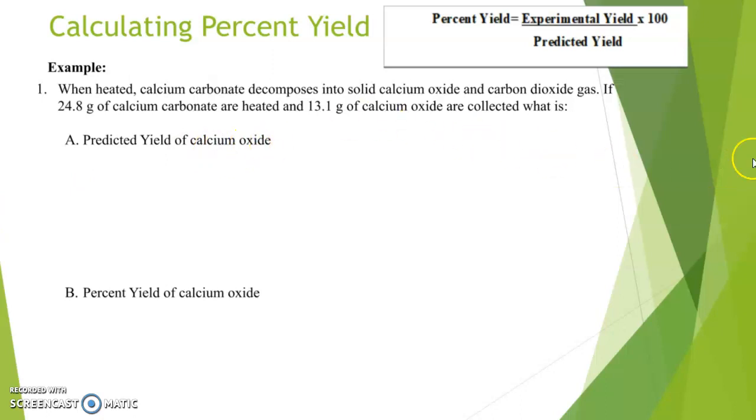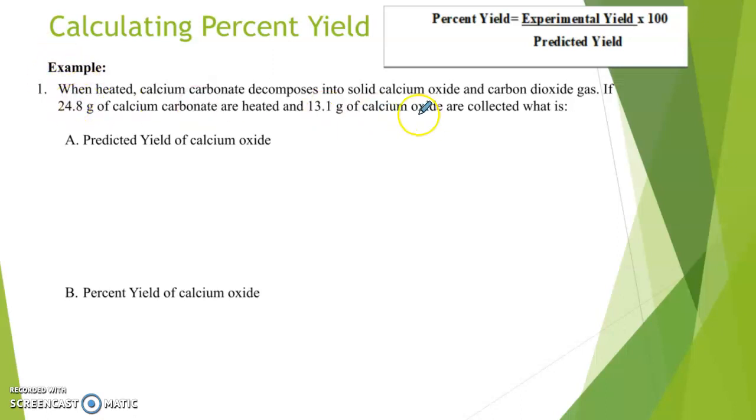So let's go through an example. When heated, calcium carbonate decomposes into solid calcium oxide and carbon dioxide gas. If 24.8 grams of calcium carbonate are heated and 13.1 grams of calcium oxide are collected, what is the first one? We're going to do predicted yield of calcium oxide, and then we're going to do the percent yield.